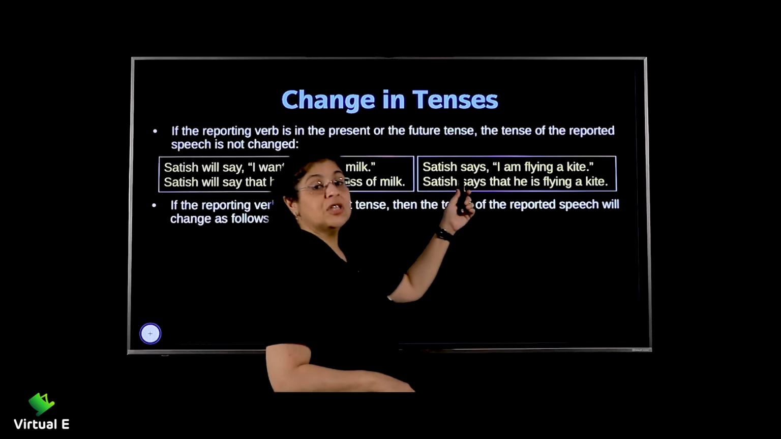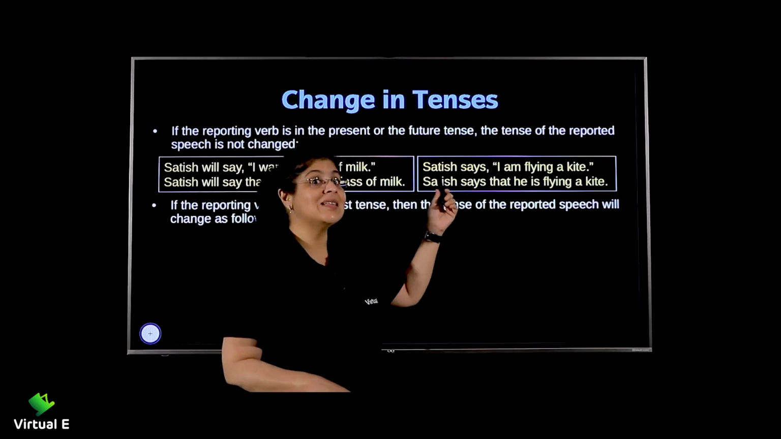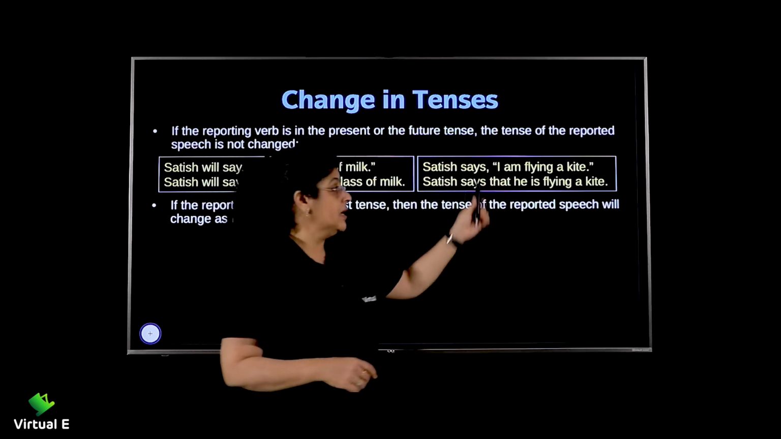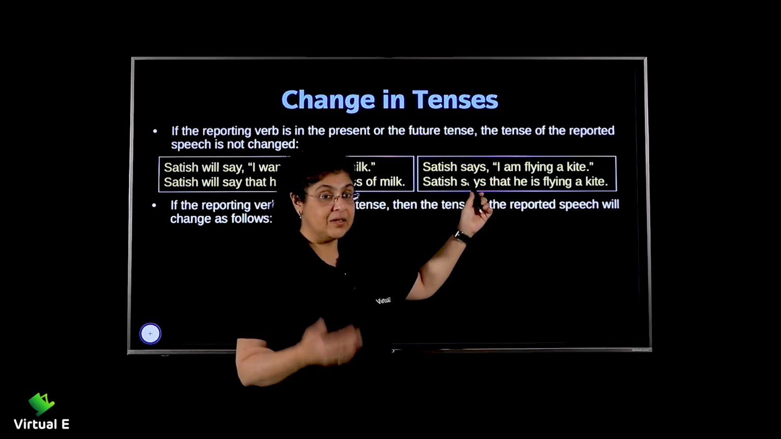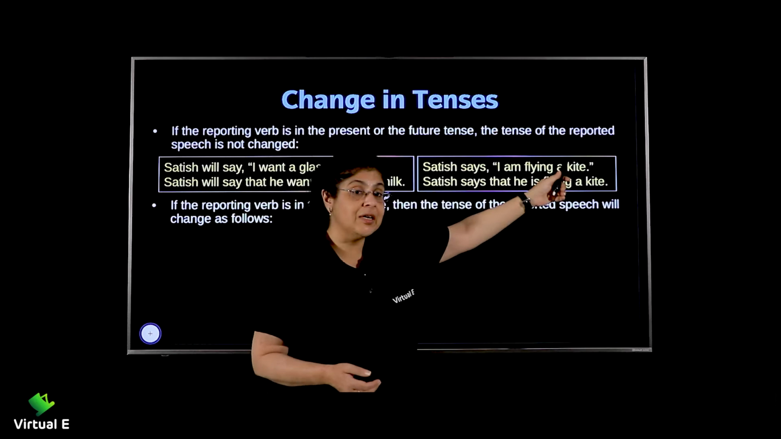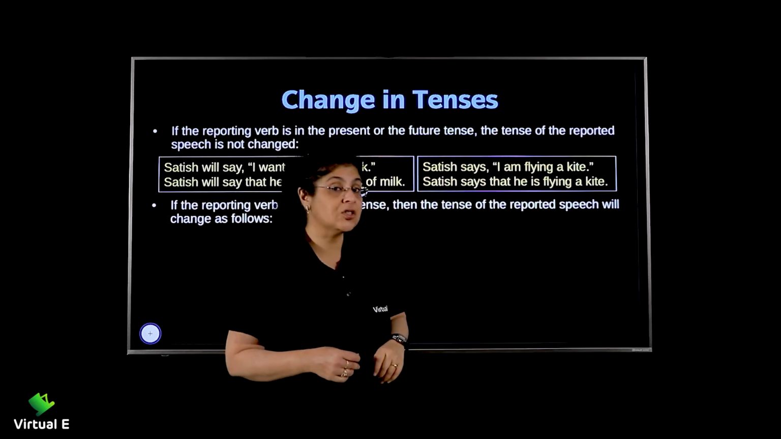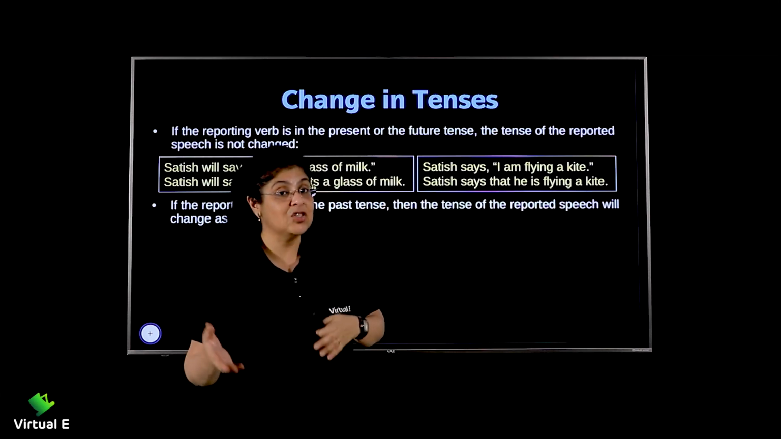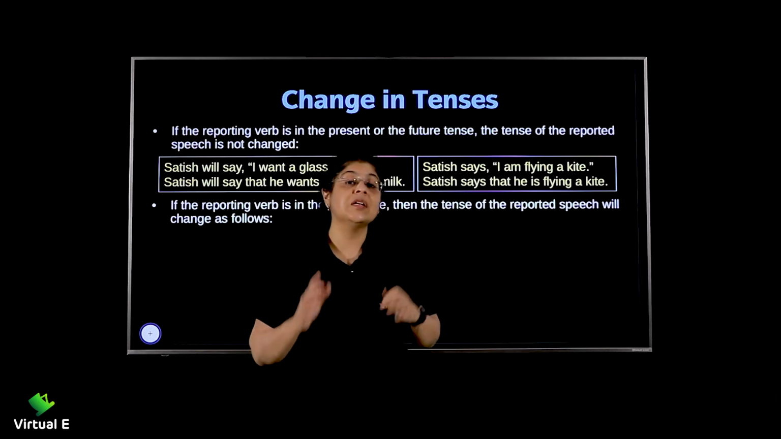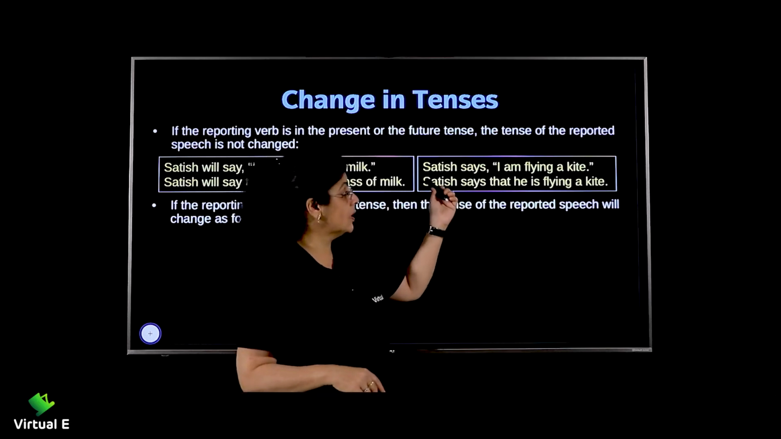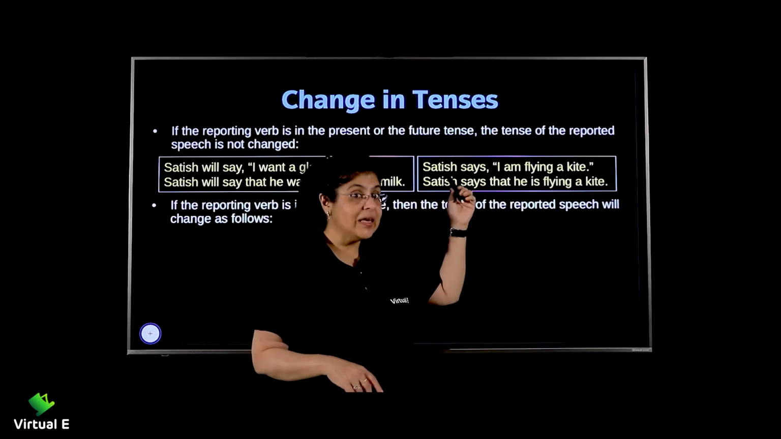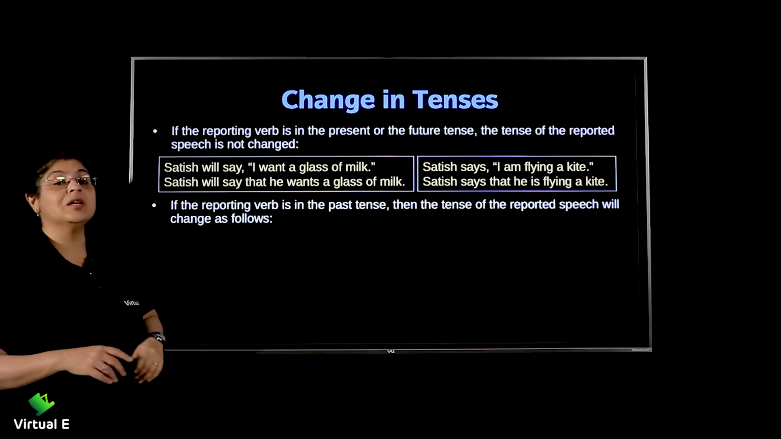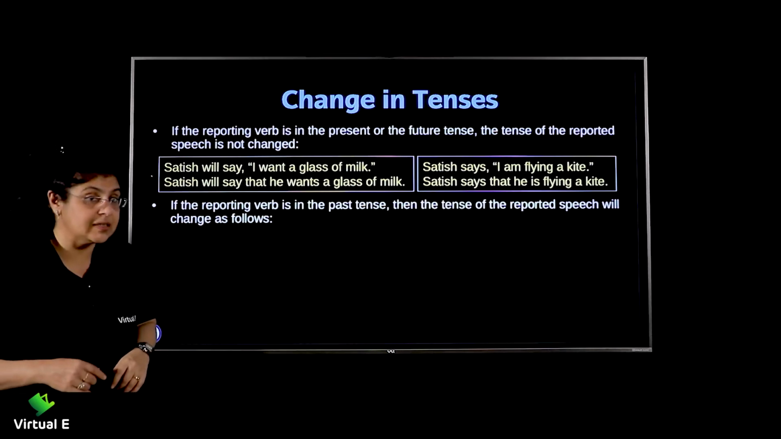Likewise, if your reporting verb is in the present tense, says, right? Satish says, "I am flying a kite." Okay. Now, says is present, right? The reporting verb is in the present tense. So, what does the rule tell you? The tense of the reported speech does not change. So, am flying. Am is present, ing is continuous. So, it will remain in the same tense. Satish says that he is flying a kite. This is applicable when the reporting verb is in the future or in the present tense.